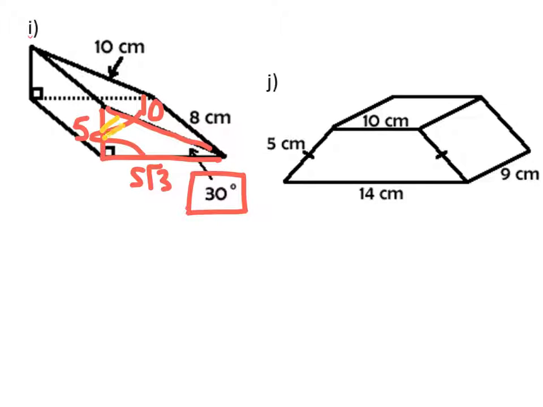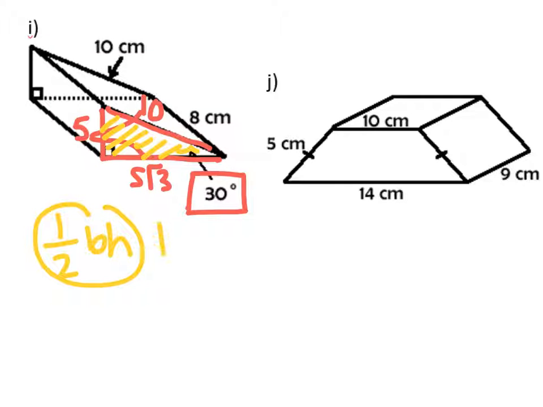Then calculate that area. Don't forget that area of a triangle is 1/2 base times height. And then you will multiply that by the height of the entire shape, which happens to be this one.